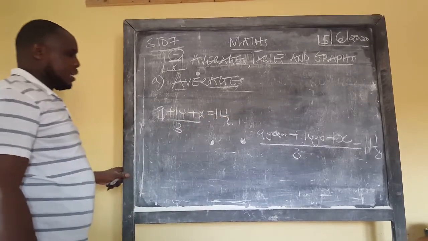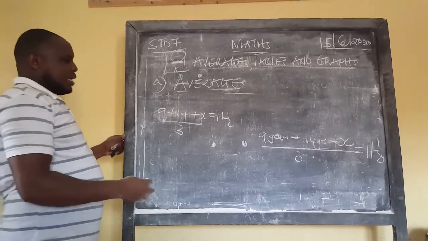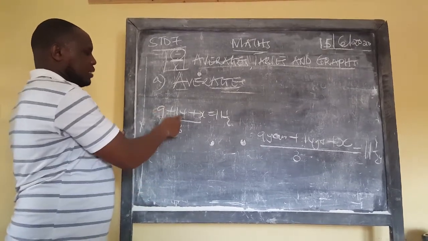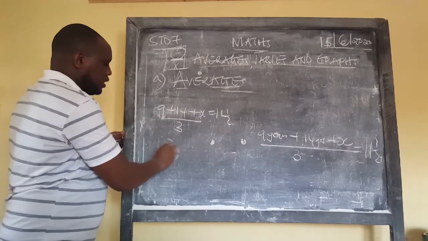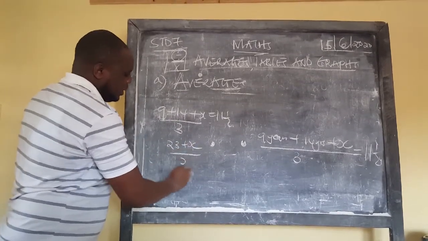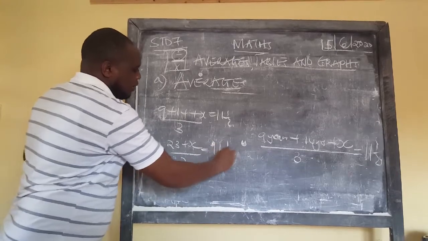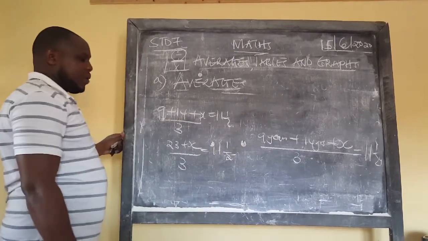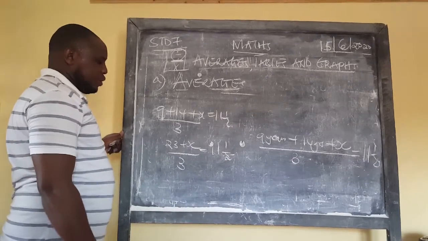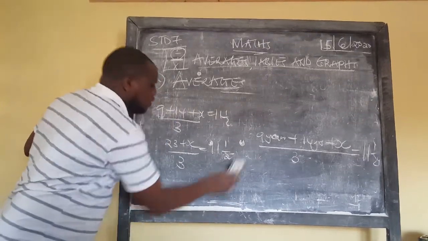Now listen, look here, Lana. You first add 9 plus 14, which will give you 23. 23 plus x over 3 is equal to 11.5 years. But now we can change this 11.5 into a fraction. So let's change it to a fraction.